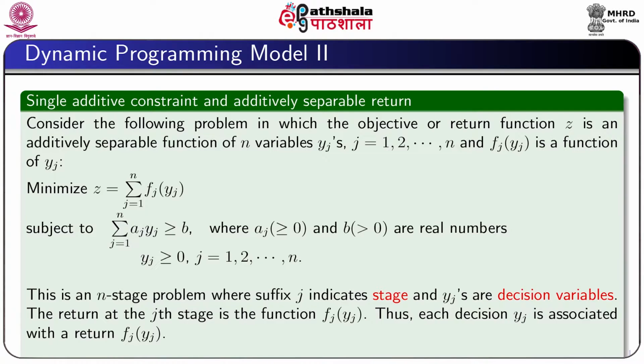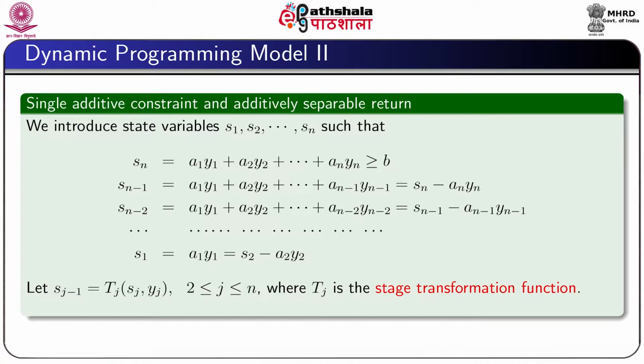This is an n stage problem where suffix j indicates the stage. Since the values of yj are to be decided, we may consider yj as the decision variable. The return at the jth stage is the function fj(yj). Thus, for each decision of yj, we have a return fj(yj).